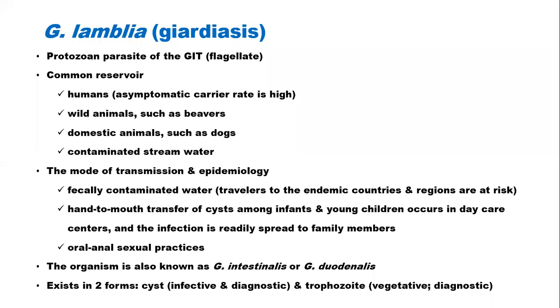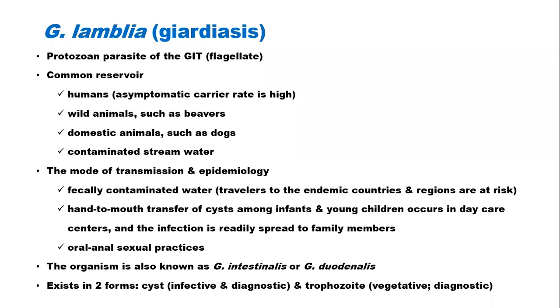It is also transmitted through oral-anal sexual practices. So in homosexuals and in people who have peculiar sexual orientations, this agent can also be transmitted. The organism is also referred to as Giardia intestinalis because it's found in the small intestine, or Giardia duodenalis to indicate that the duodenum is usually the site that this organism attaches to.